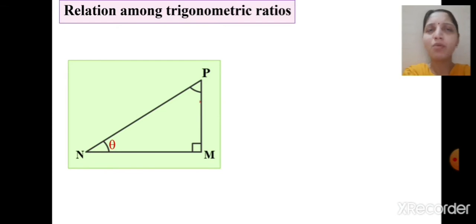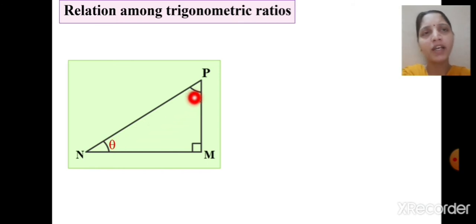Now let's move on to the next part of this lesson, that is relation among trigonometric ratios. These ratios are related to each other. So let's find the relation between them. For that I have drawn here right angle triangle PMN, and in this triangle angle M is 90 degree, angle N is theta.